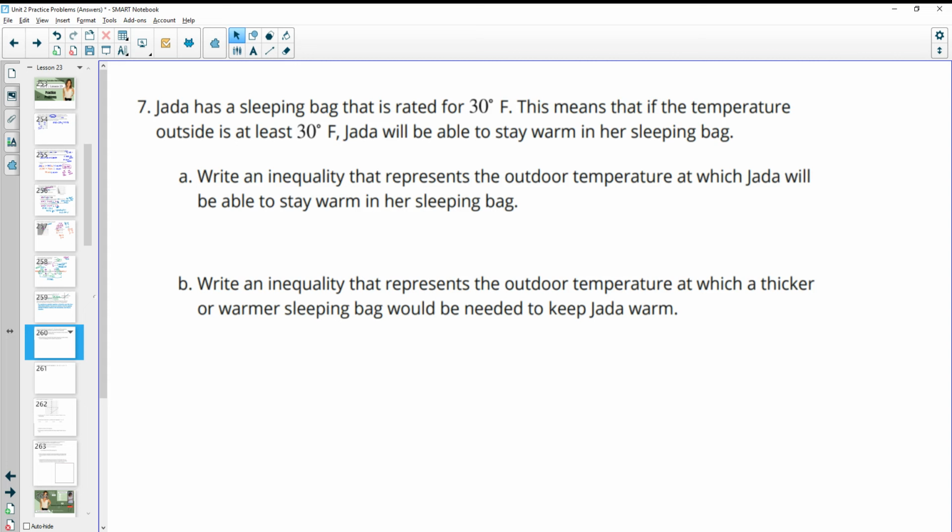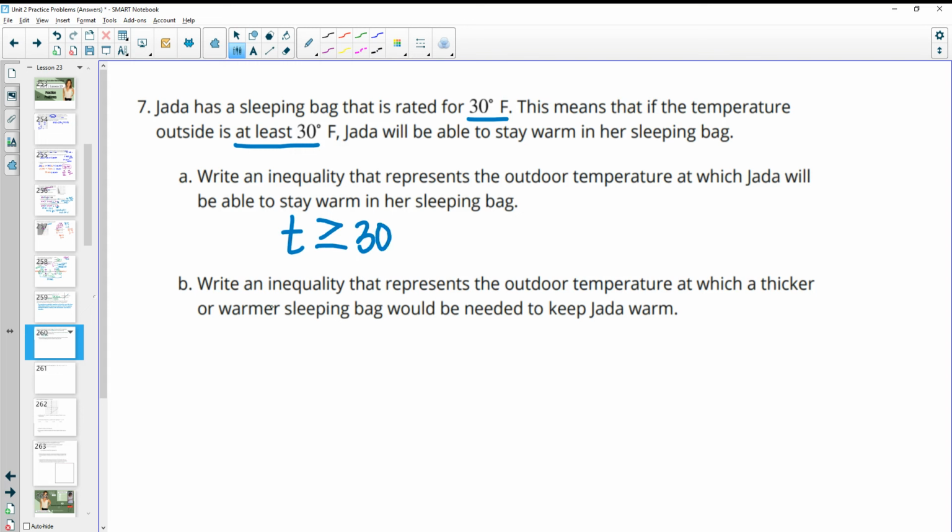Number 7, Jada has a sleeping bag that is rated for 30 degrees Fahrenheit. This means that if the temperature is at least 30 degrees, Jada will be able to stay warm in her sleeping bag. Write an inequality that represents the outdoor temperatures in which Jada will be able to stay warm. So the temperature outside needs to be more than 30 degrees or equal to 30 degrees, and then Jada will be warm.